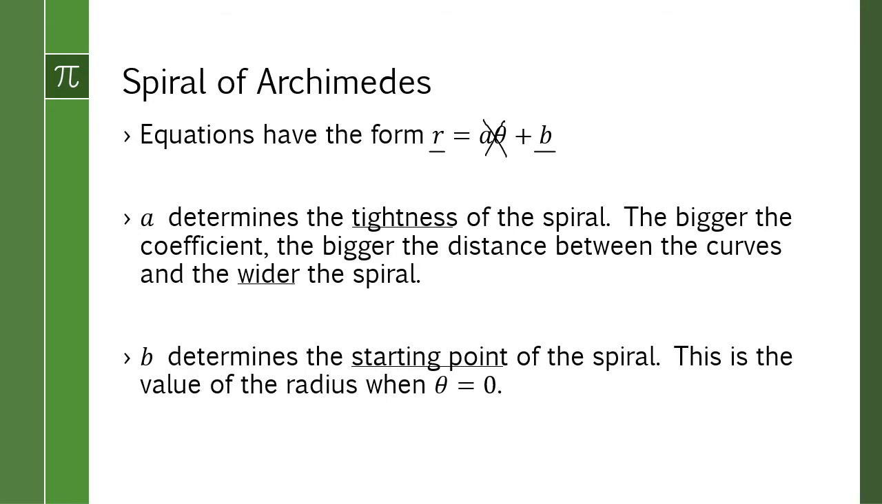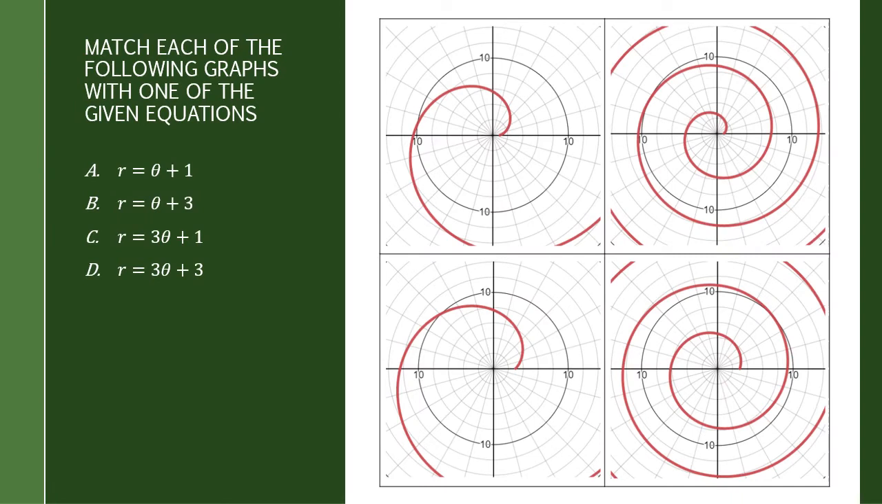So for these types of graphs, what you'll be asked to do for your learning target is mostly matching. So you'll be given a set of graphs and a set of equations, and you want to match based on the starting points and the relative width or tightness. So an example like this, we have 4 different equations and 4 different graphs, and we want to match them up. The 2 things that you're going to be looking for are, again, the starting point and then the width of the spiral. So looking at where these graphs start, that's going to be our first step.